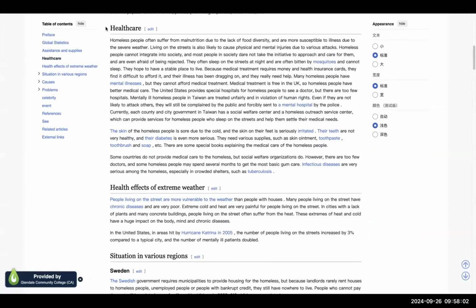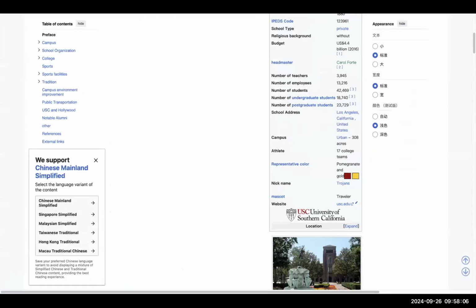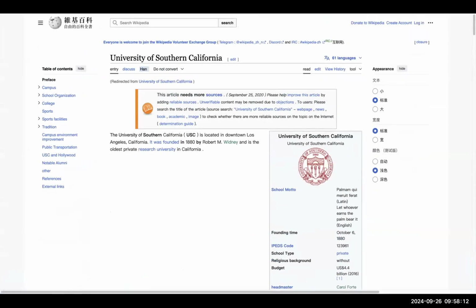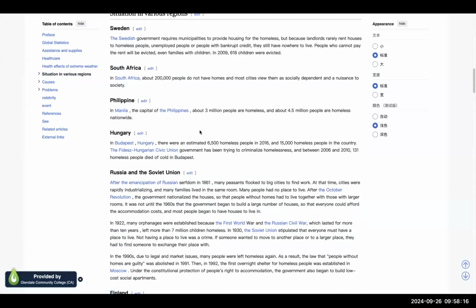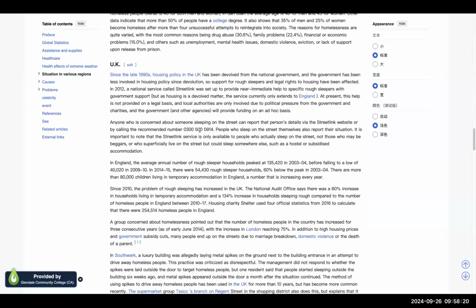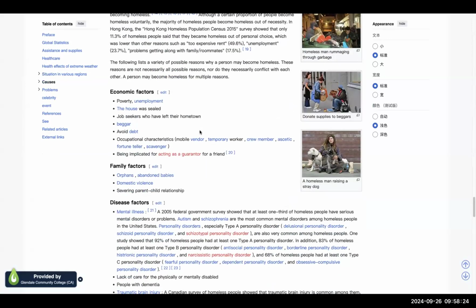So healthcare can be an aspect we look at. Oh, I think I'm in the Chinese Wikipedia, so that's my fault. Sorry. Somehow I chose Chinese Wikipedia. But there's healthcare, there's health effects. You can look at it across the globe, right, in different situations. The causes of it. And here's what we said, those factors, right?